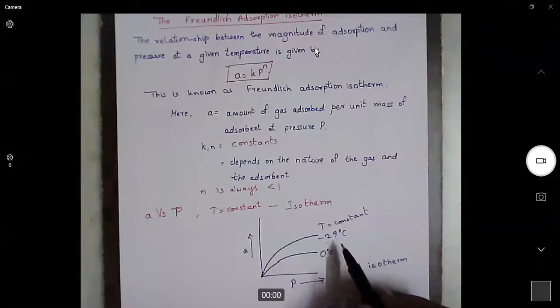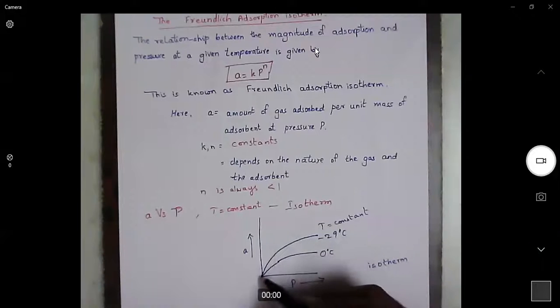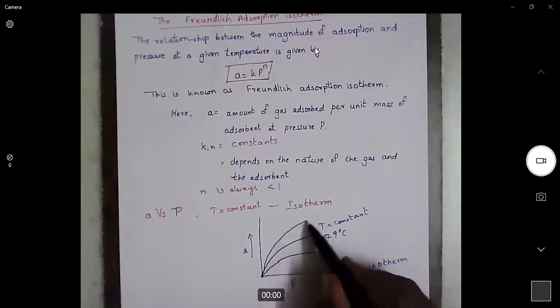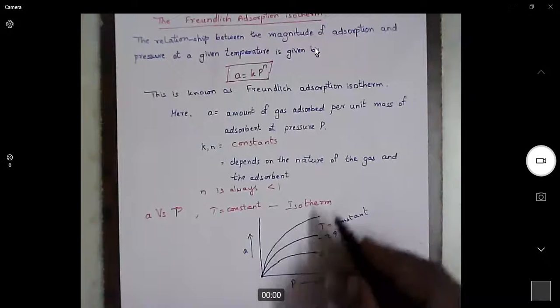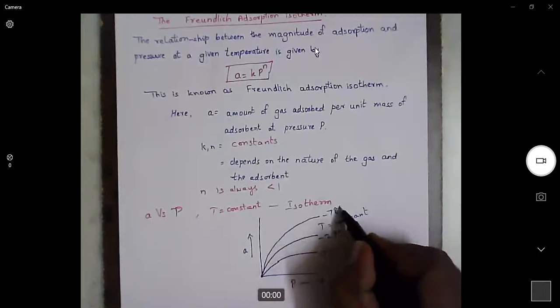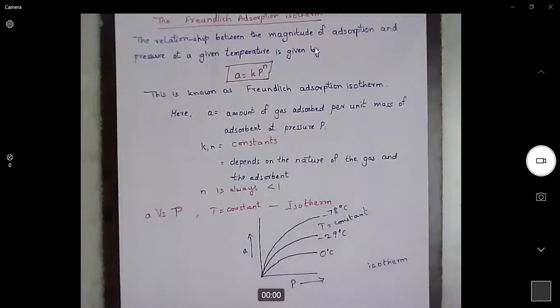So if you remember the effect of temperature on adsorption, adsorption is an exothermic process, so it will be favorable at low temperatures. With decrease in temperature, the amount of gas adsorbed will increase. Now if we decrease the temperature further, then we can have more amount of substance adsorbed on the surface.